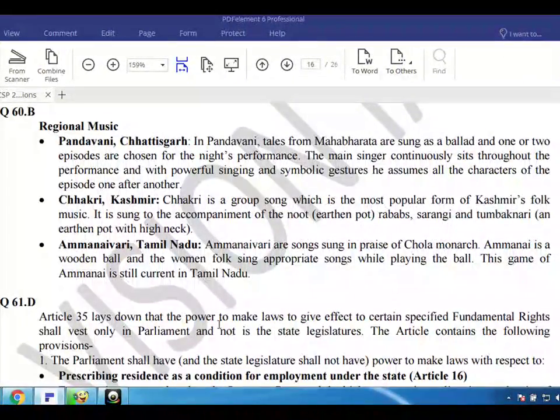Chukka, Kashmir. Chukka is a group song which is the most popular form of Kashmir's folk music. It is sung to the accompaniment of the nut, earthen pot rababs, sarangi and tumbaknari, an earthen pot with a high neck.